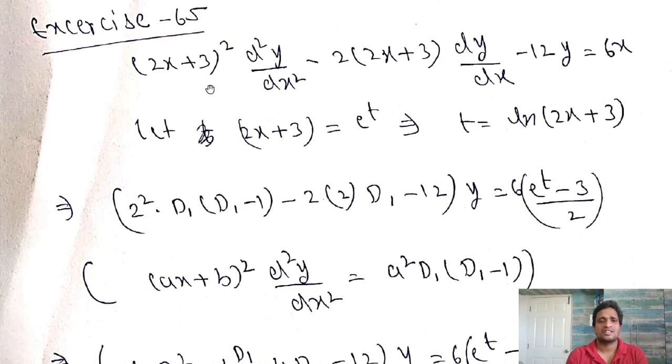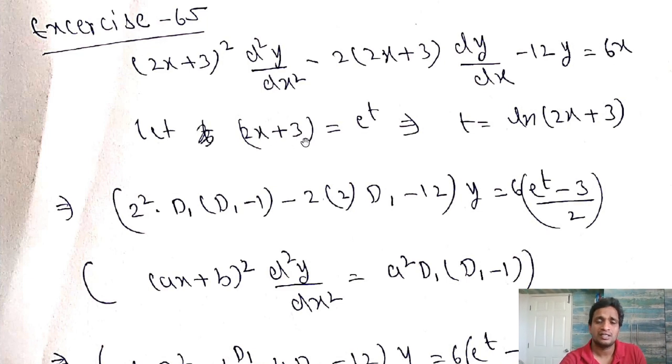The same thing, this is a Legendre differential equation. So what we have to assume: 2x plus 3 is equal to e power t, that is, t is equal to ln of 2x plus 3. So if I change into the independent variable t, here 2 square, why? Because here in ax plus b, the a value is 2. So this is a square into D1 into (D1 minus 1), minus a into, a is 2, and one more 2 is there, 2 into D1, minus 12 into y is equal to 6 into x.